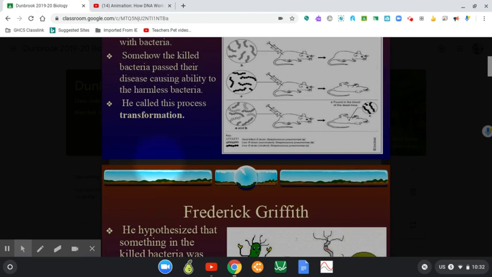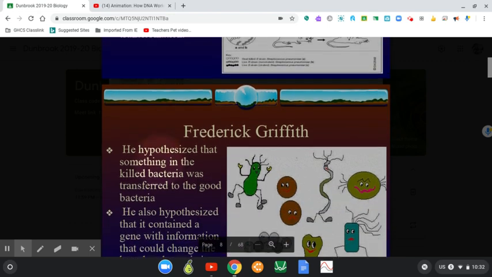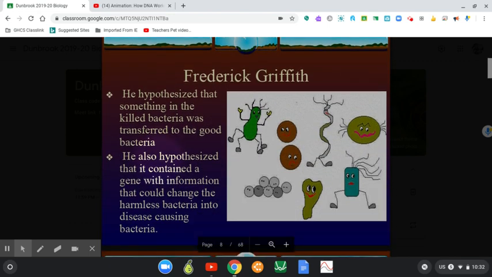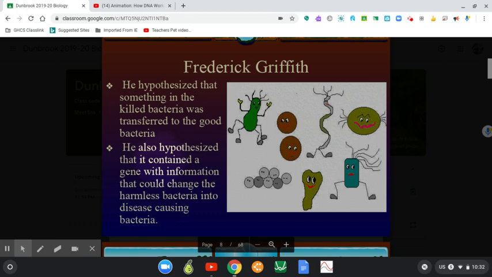So we'll get into that a little bit later. So I hope that you're understanding that experiment. It's a little bit complicated, but it's kind of neat too. So he hypothesized, Frederick Griffith, that something in the killed bacteria was transferred to the good bacteria. Again, think of the gun going from the harmful soldier that was dead to the harmless soldier that was alive. The harmless soldier took the harmful soldier's gun and became harmful himself, okay?